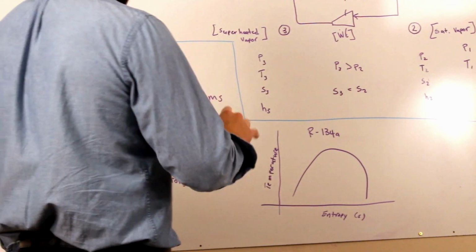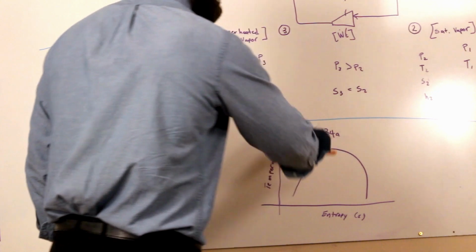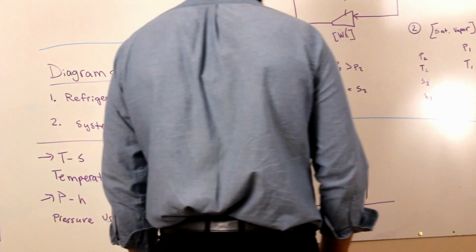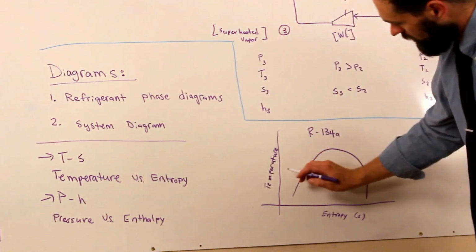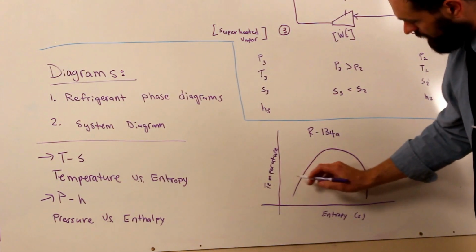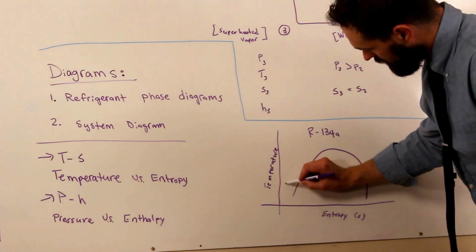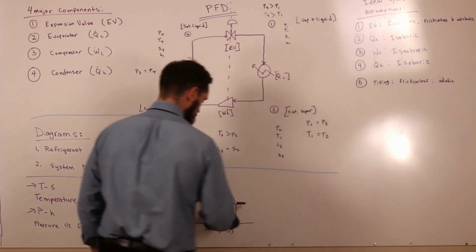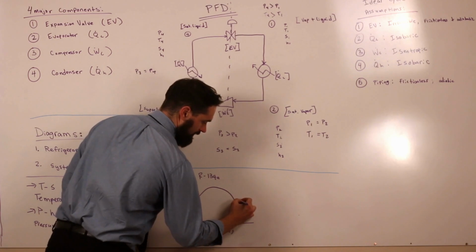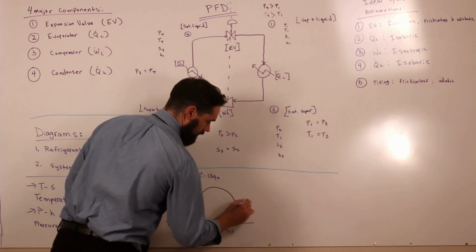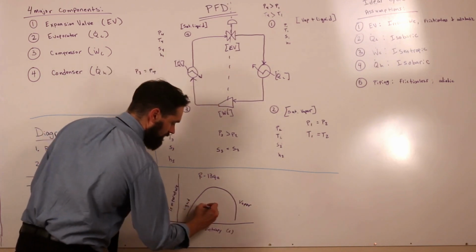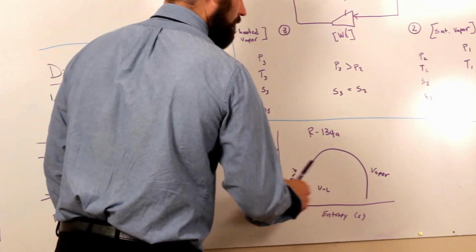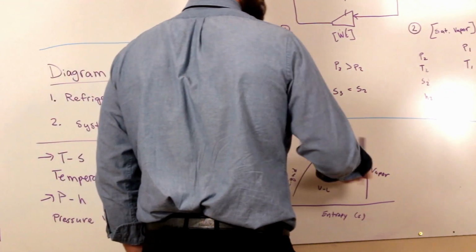Again, I'm just freehanding this, but this should be the general nature of the curve, some sort of upside down parabola. Now, over here on the outside of the curve, this is going to be our subcooled liquid. On this side, we're going to have vapor. And in between here, this is our vapor to liquid equilibrium region.